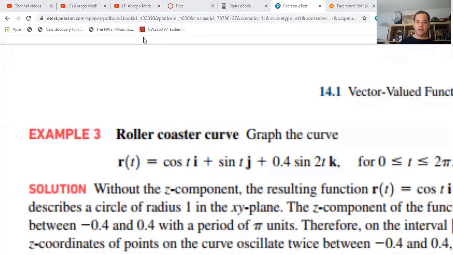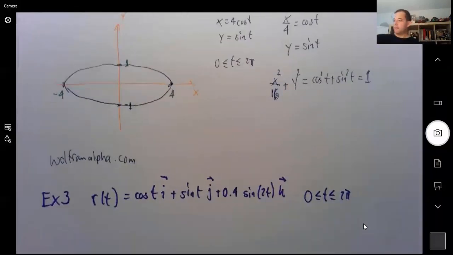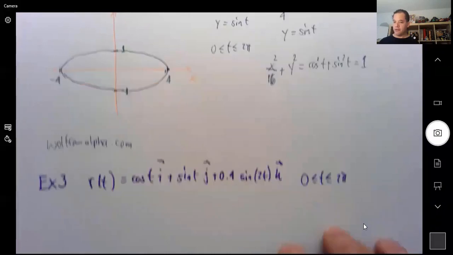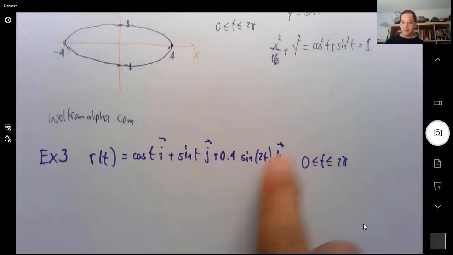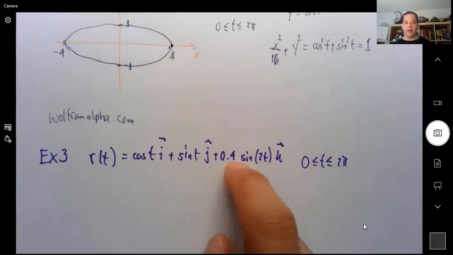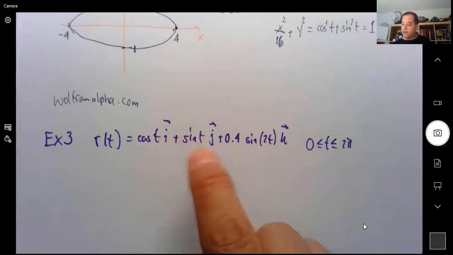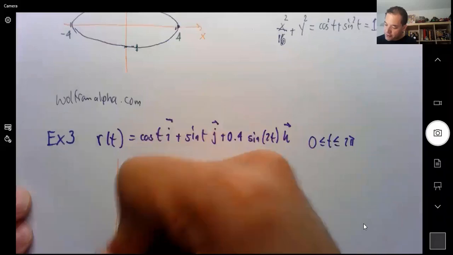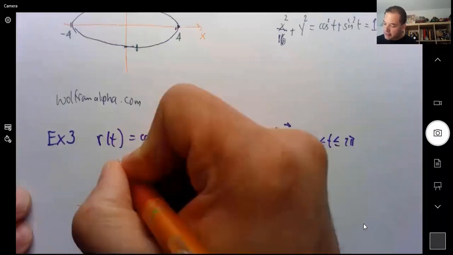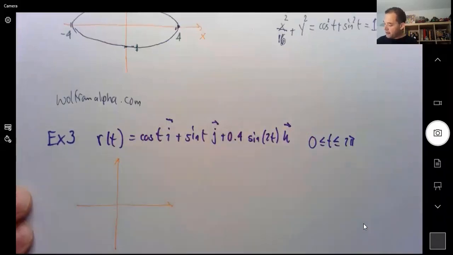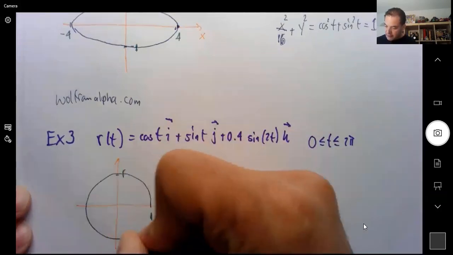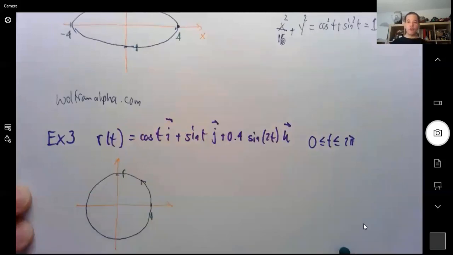Okay, so this is the one we want to do. And see, now again, if we want to do the view from the top, it's easy because it's just a circle. This time the x and y are even the same, right? Cosine, sine. So that's just a circle of radius 1. Like this. So that's how it looks when you view it from the top.